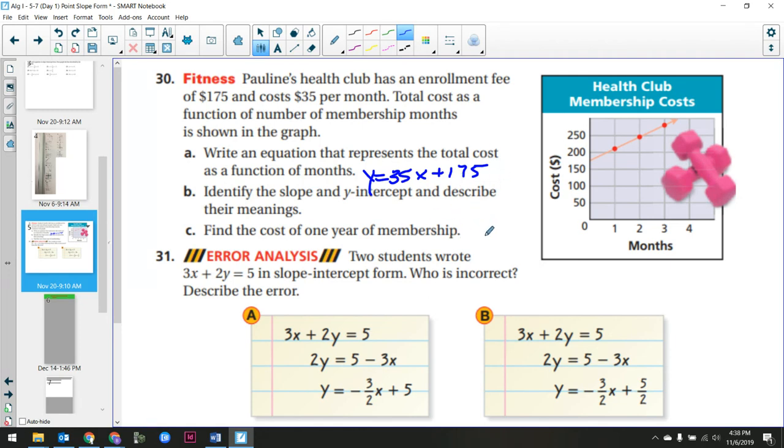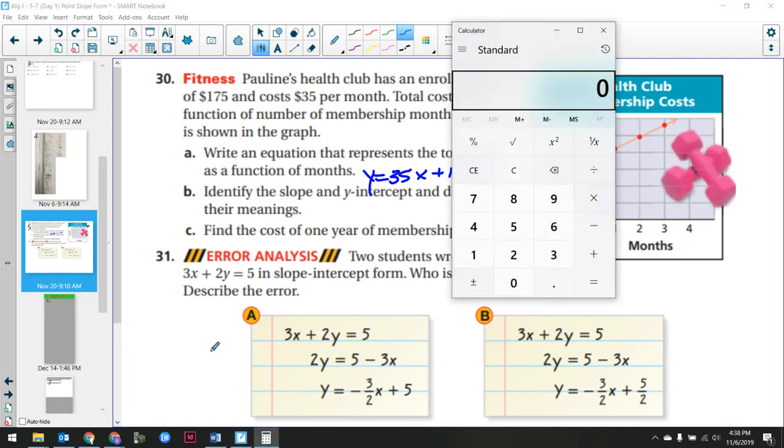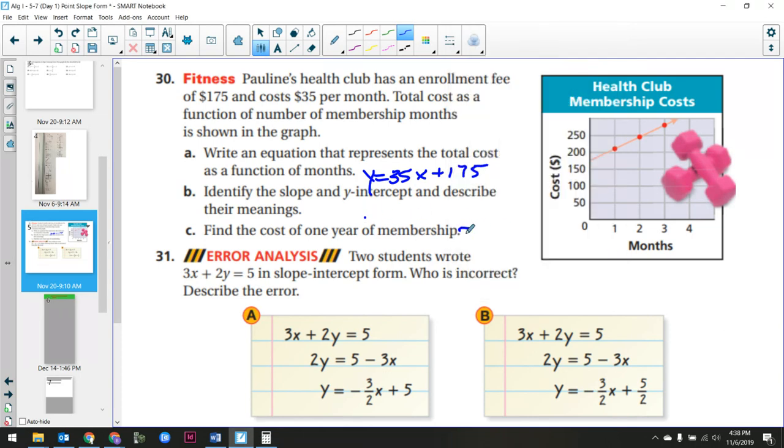Okay, so for 1 year of membership, that's 12 months. I'm just going to get my calculator here. That's 35 times 12 plus that additional $175, $595. Good. Okay, so let's take a look here.